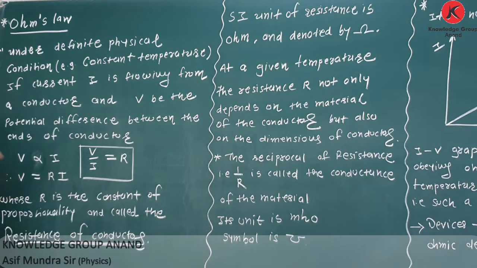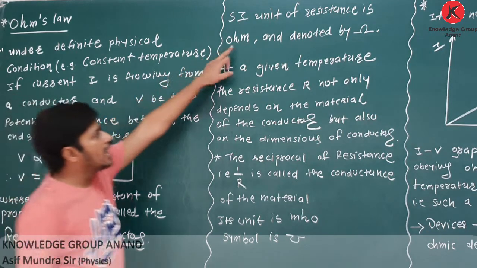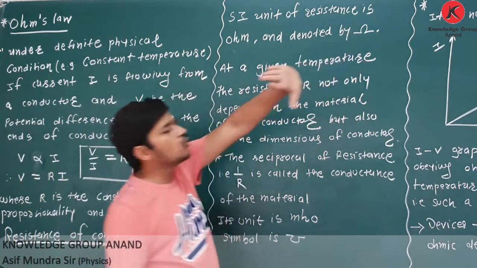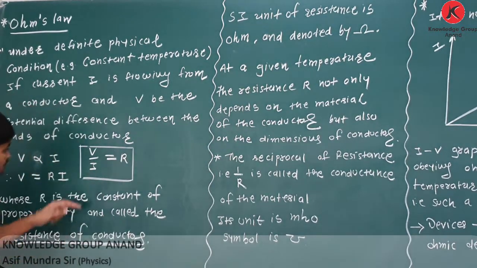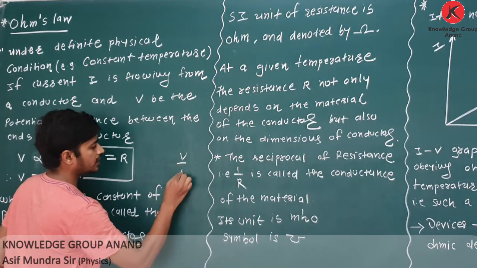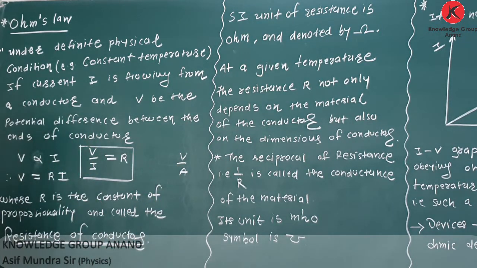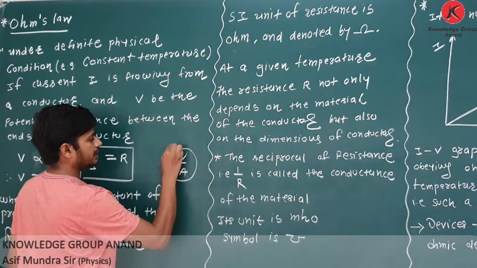Now you have to remember this equation. R is equal to V upon I, V is equal to IR, where R is called the resistance of the conductor. Its SI unit is ohm, and it is denoted by the symbol ohm. Another unit we can say from this: R is equal to V upon I, which means volt per ampere. Clear? So yes, it is another unit.